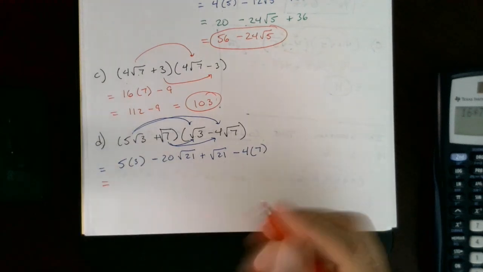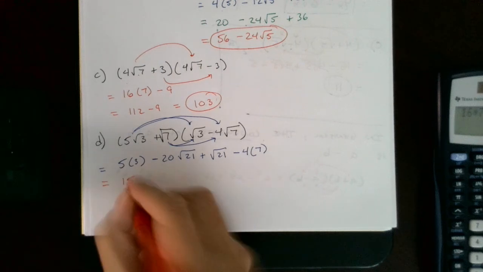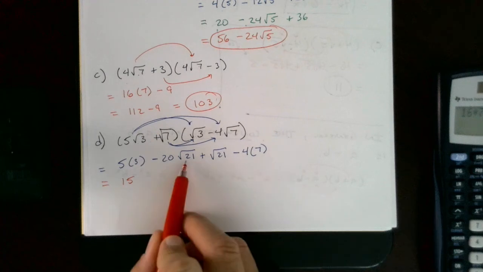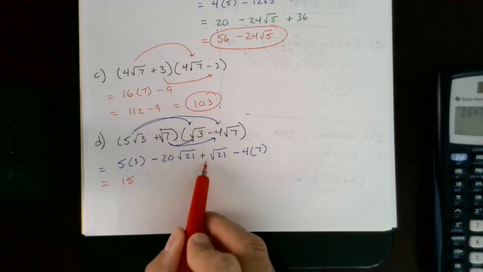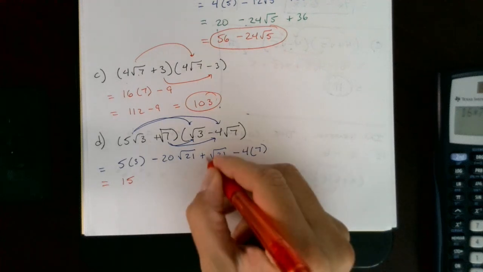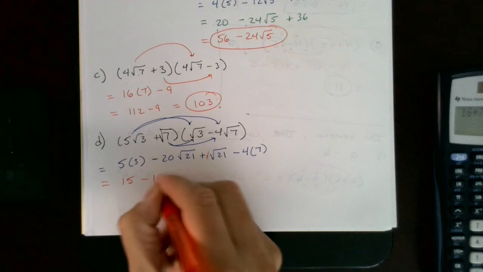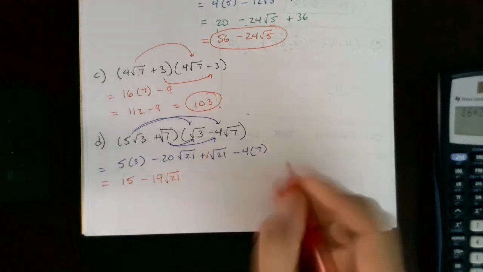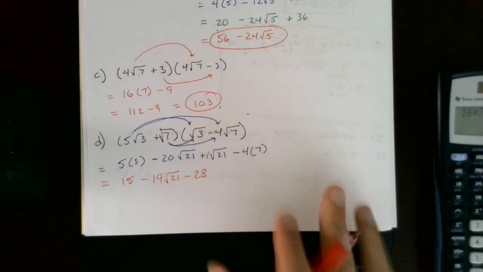Once you've done that, we're going to simplify everything we have down here. I've got 5 times 3, which is 15. I've got a negative 20 square root of 21 plus the square root of 21. These are like radicals. What's the coefficient on the square root of 21? Well, really, there's like a positive 1 in front there. So negative 20 plus 1 is a negative 19, and then the square root of 21 comes along. And then negative 4 times 7 is a negative 28.